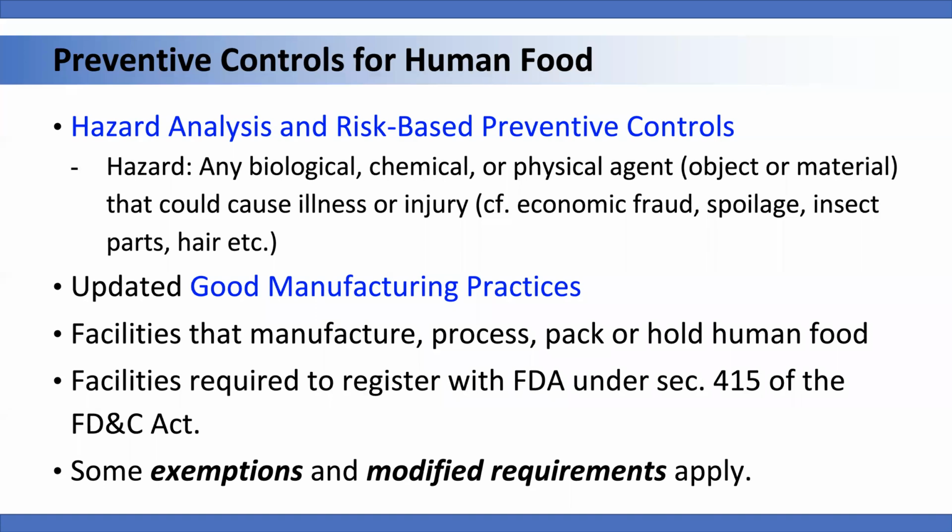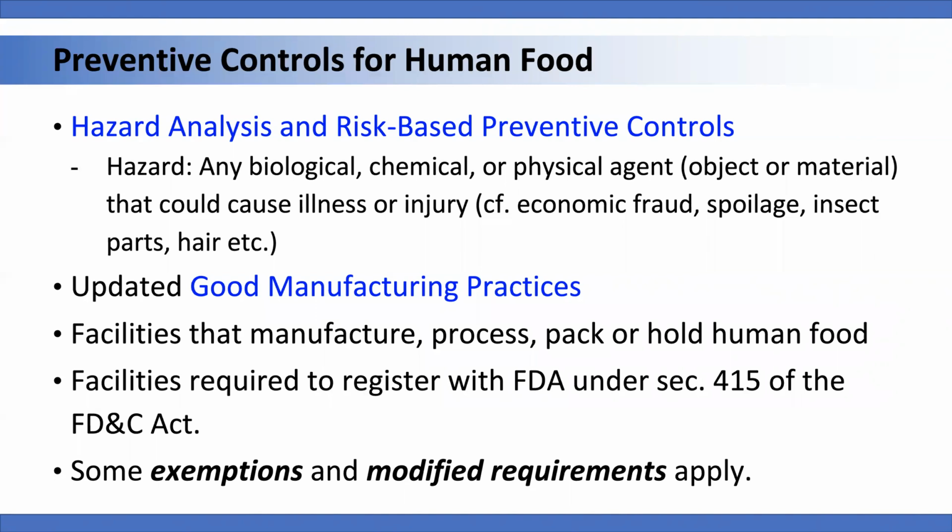Hazard analysis and risk-based preventive controls are the main component in preventive controls for human food rule. I believe hazard analysis and preventive controls are already covered in the previous preventive controls for human food webinars, and also good manufacturing practice are also covered. So please visit our website and check previous webinars if you need.